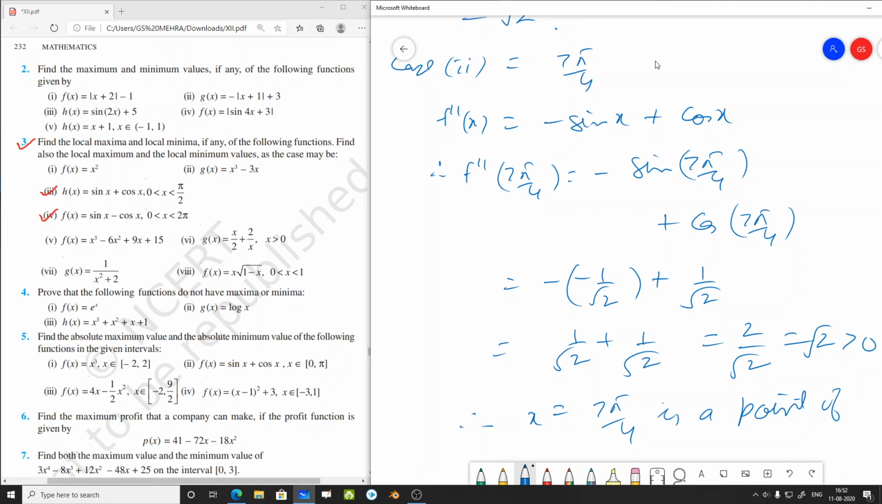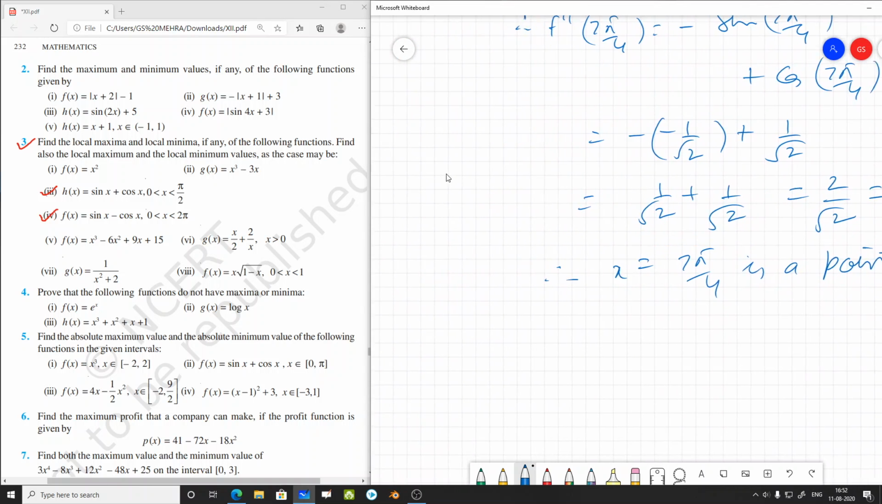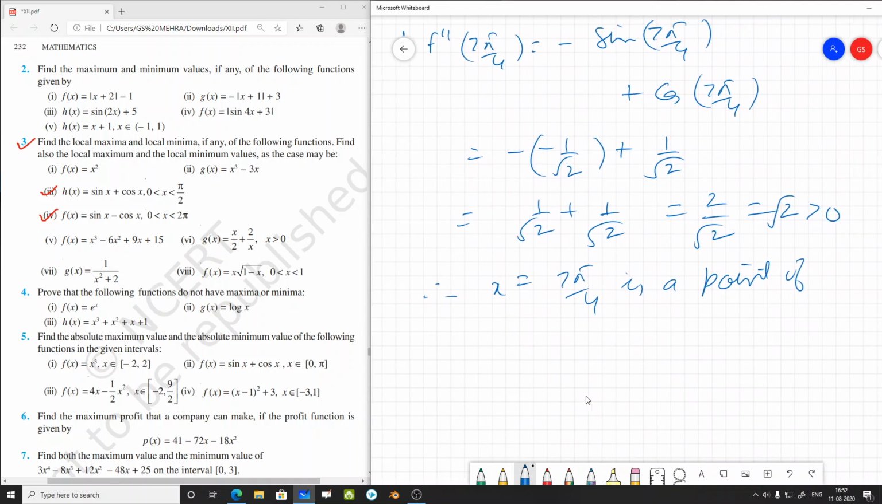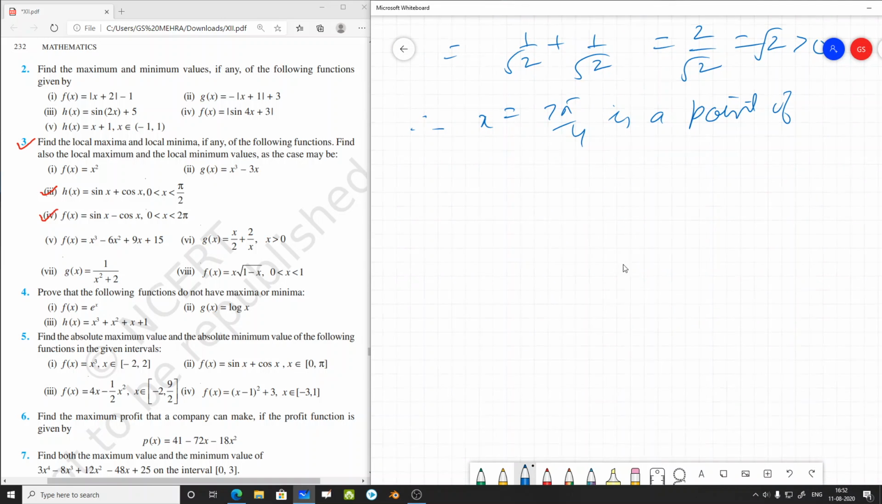local minima. X equal to 7 pi by 4 is a point of local minima.